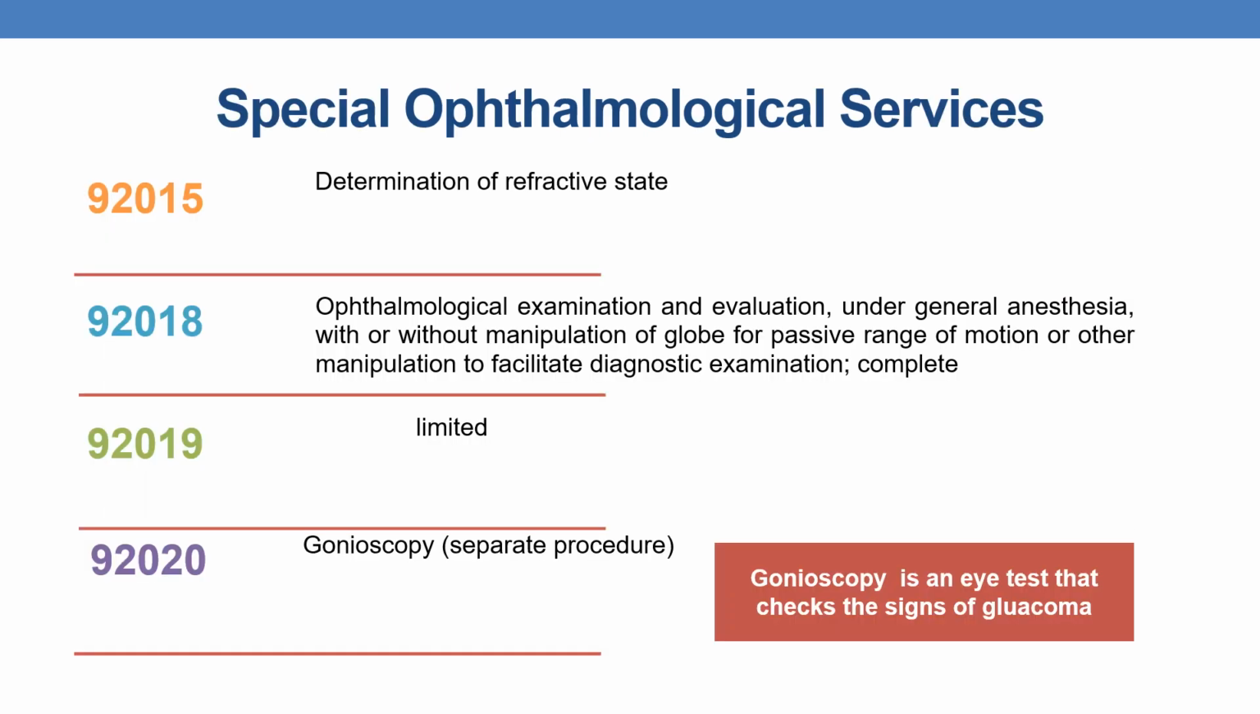Now coming to the CPTs, the first one is 92015, which is determination of refractive state. The next CPT is 92018, ophthalmological examination and evaluation under general anesthesia with or without manipulation of globe for passive range of motion or other manipulation to facilitate diagnostic examination, complete. For a complete test, you need to report 92018. And for a limited test, you need to report 92019.